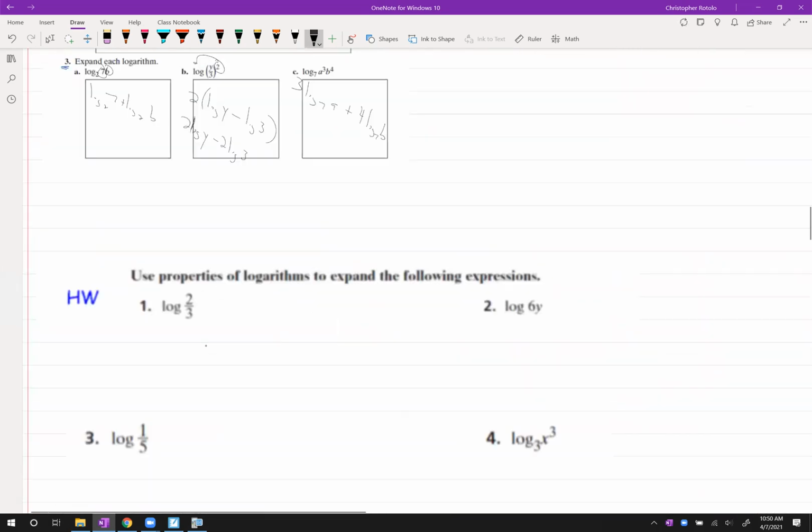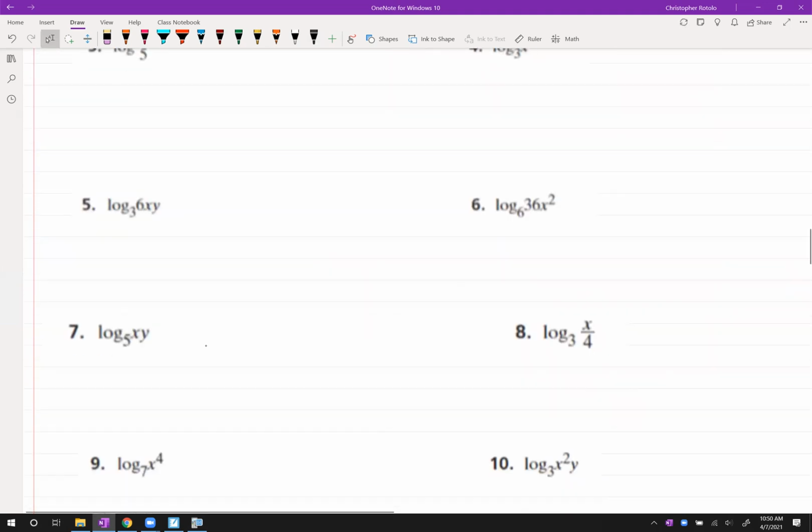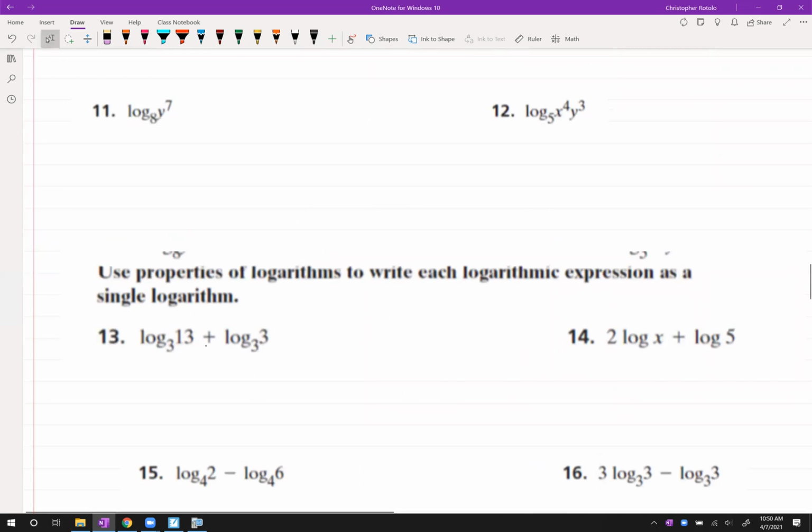All right, so we get into some homework. I put a ton on here because as you do them, you're going to find out that they get easier and easier and easier and easier. But if you're not in my class, guess what? You don't have any homework. But if you are in my class, come on, man, do the homework.